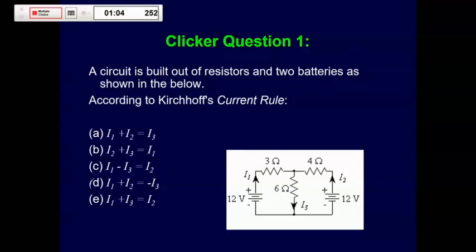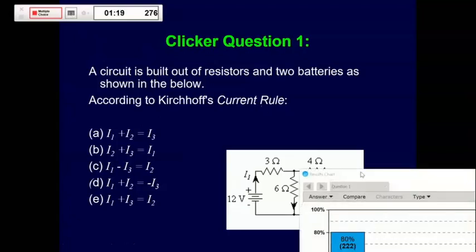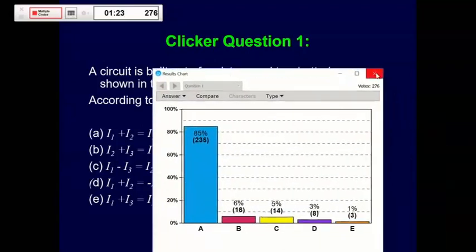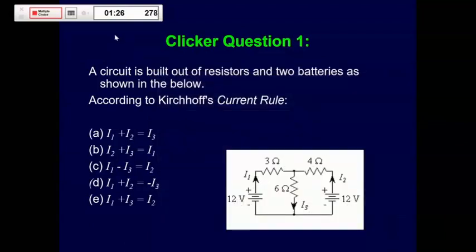And so maybe I'll give you 10 seconds on this one. Okay, so I'm going to go ahead and call time on this. Let's see what we got here. We do see that the majority of us think that it's A, so that's good. And so I agree with that.